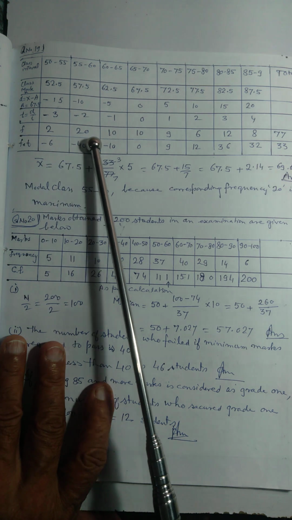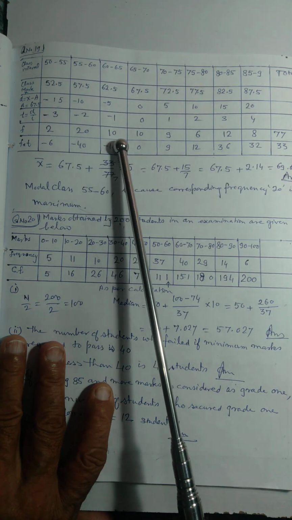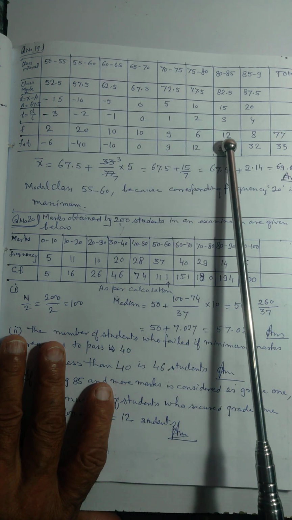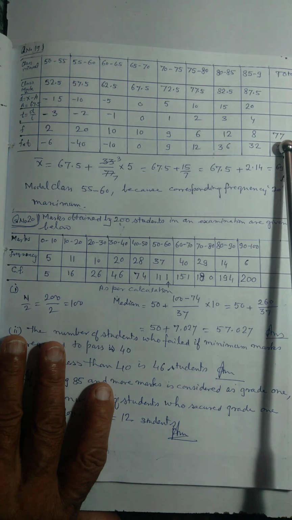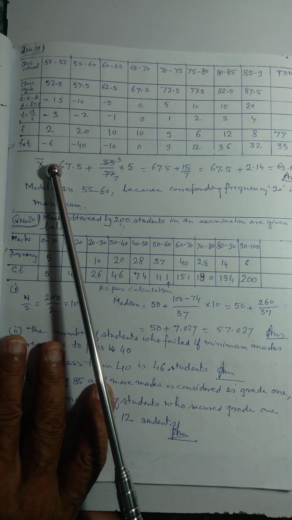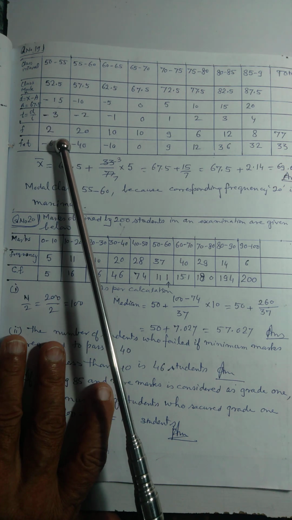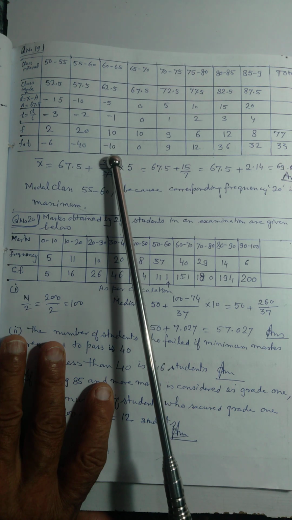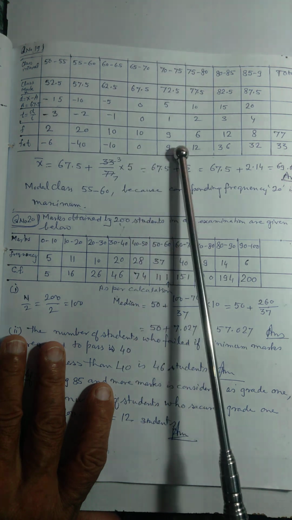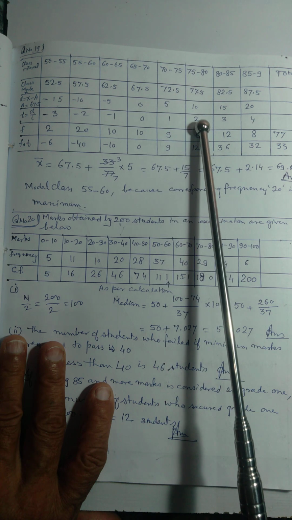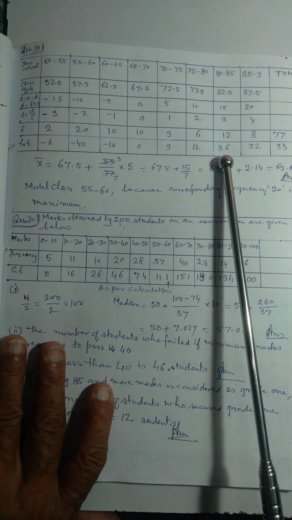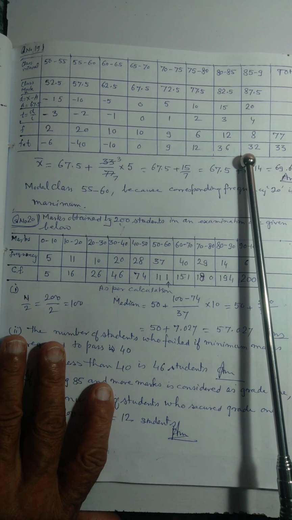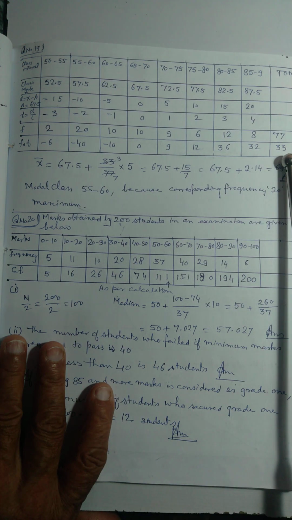Now the frequency is already given in the book. Write down the frequencies in the concerned column: 5, 20, 10, 10, 9, 6, 12, 8, and the total is 80. So find out the ft. F into t means minus 3 into 5, that is minus 15, minus 2 into 20, that is minus 40, minus 1 into 10, that is minus 10, 0 into 10, that is 0, 9 into 1, that is 9, 6 into 2, that is 12, 12 into 3, that is 36, 8 into 4, that is 32. So sum up all this, algebraically, that will be 33.